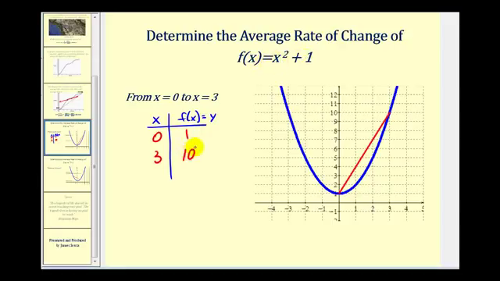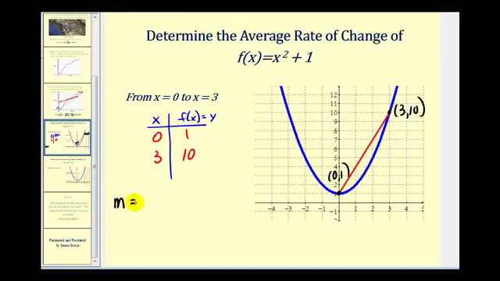And we can check that over here on our graph. Here's the point 0, 1. And here's the point 3, 10. So the average rate of change of this function will be the slope of the line containing this segment here.